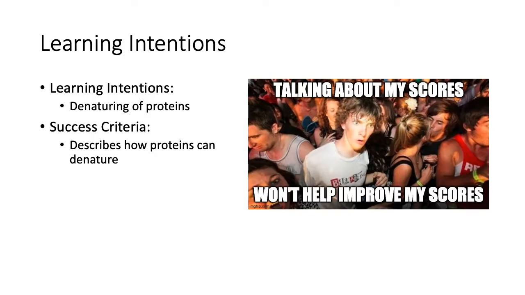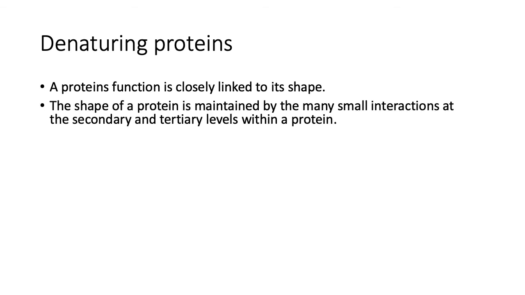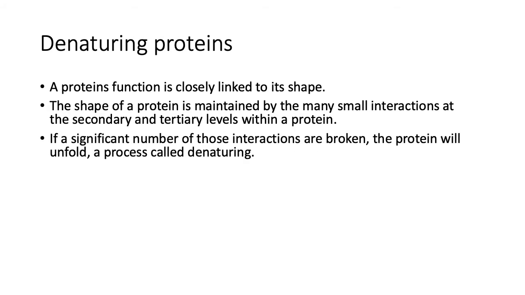Okay, so we're going to be learning about denaturing proteins. So what is denaturing proteins? Remember, the protein's function is closely linked to its shape. The shape of the protein is maintained by the many small interactions at the secondary and tertiary level within a protein, and if it's a complex protein, at the quaternary level as well. So the shape is held together by many small interactions.